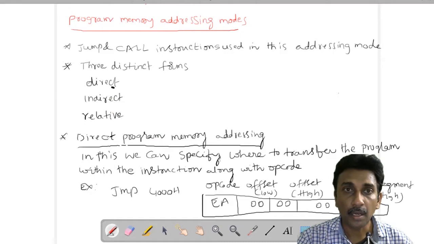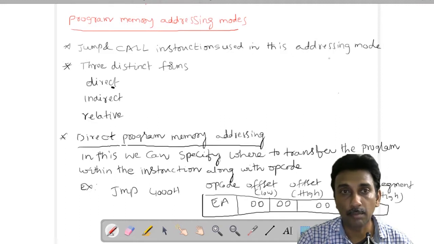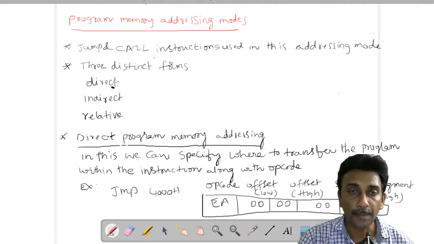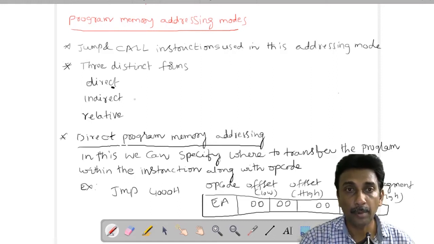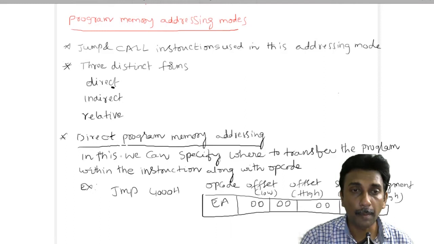In general, in program memory addressing mode, jump and call instructions are going to be used. There are different forms of program memory addressing mode: direct program addressing mode, indirect program addressing mode, and relative program addressing mode. Let us have a look at the direct program memory addressing.